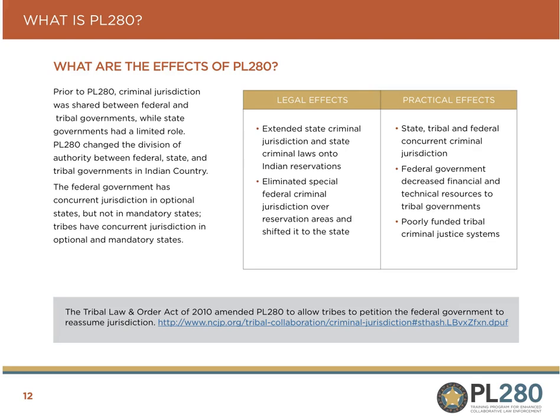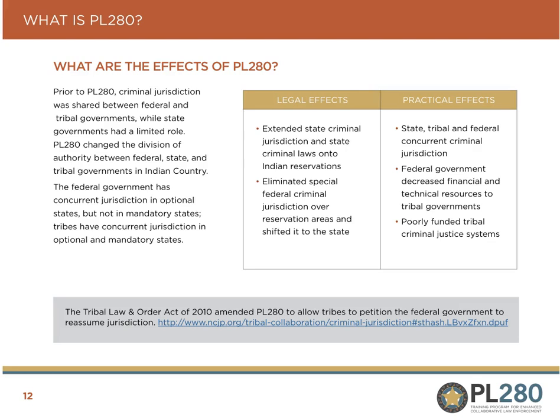There are several significant effects of PL280. Prior to PL280, criminal jurisdiction was shared between federal and tribal governments, while state governments had a limited role. PL280 changed the division of authority between federal, state, and tribal governments in Indian country. While the law did not explicitly reduce or expand tribal criminal jurisdiction, the law has had a negative effect in Indian country because it is often misunderstood by each level of government. There are two types of effects of PL280. The first are legal effects. Legally, PL280 extended state criminal jurisdiction and state criminal laws onto Indian reservations. It also eliminated special federal criminal jurisdiction over reservation areas and shifted it to the state.